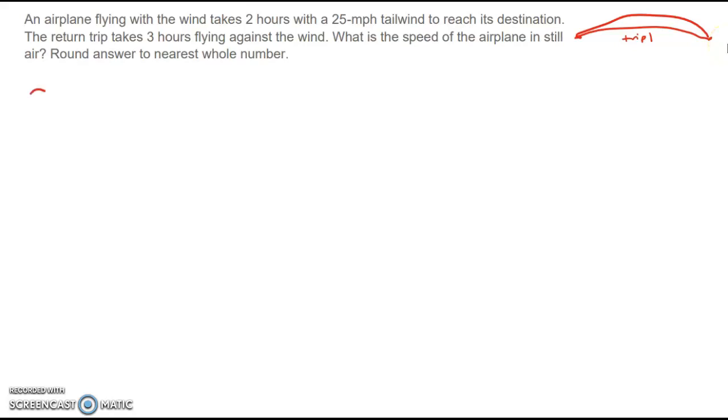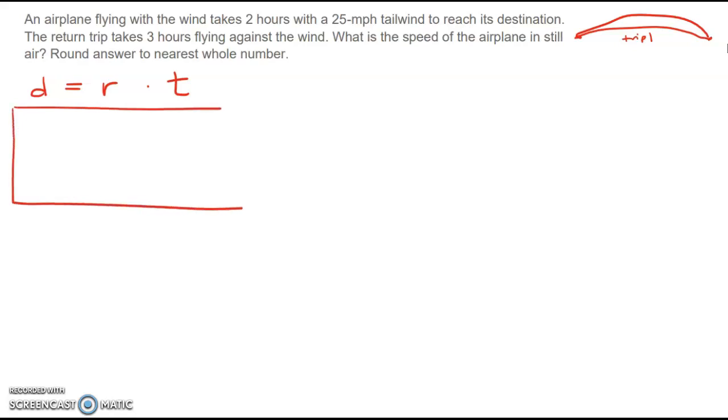Now when I do these kinds of problems, I like to use a table. So I use distance equals rate times time, an equation you definitely should know. So make sure if you don't know that, put it on a note card so that you can learn it. And we're going to set up a table. So we have 2 trips, with each direction the plane went.